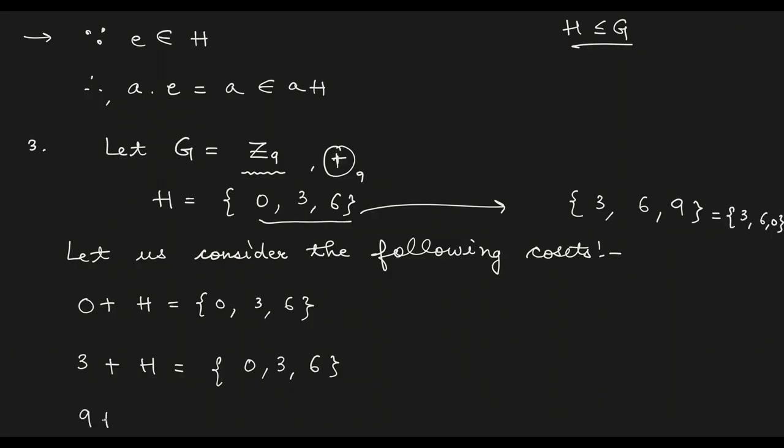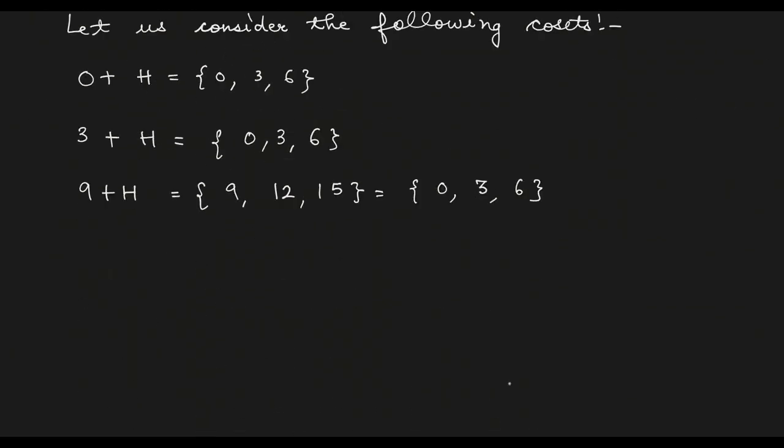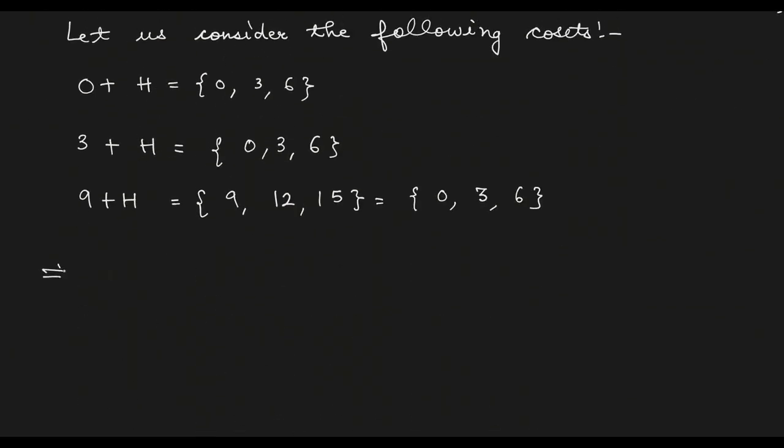Then 9 plus H, it will be 9, 12, 15. Again addition modulo 9, we will see the remainders only: 0, 3 and then 6. So aH is equal to H if and only if a belongs to H.